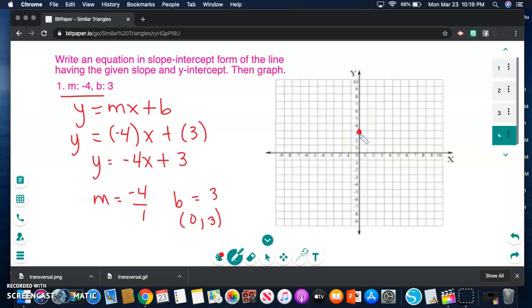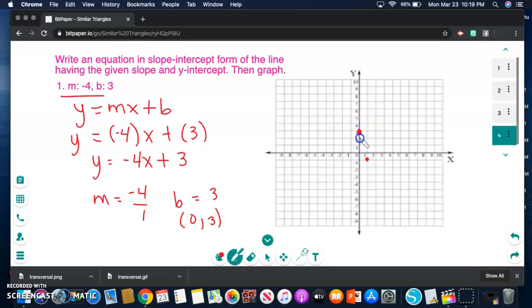And from there, we're going to go down 4 because our rise is -4, and it's going down, which is in the negative direction where the numbers are beginning to be negative. So we have 1, 2, 3, 4, and to the right once.